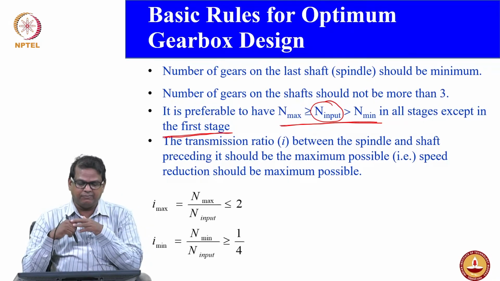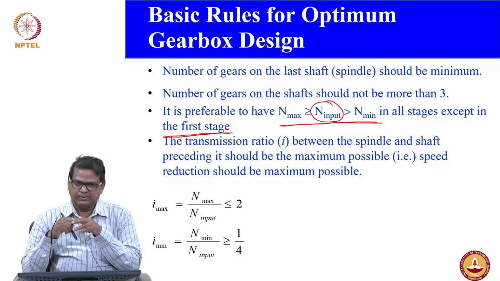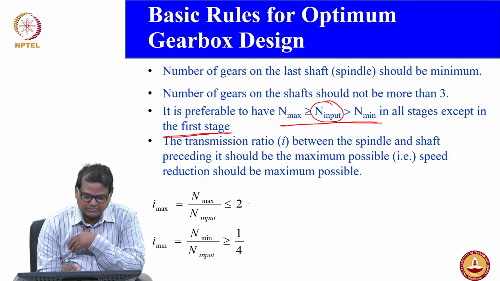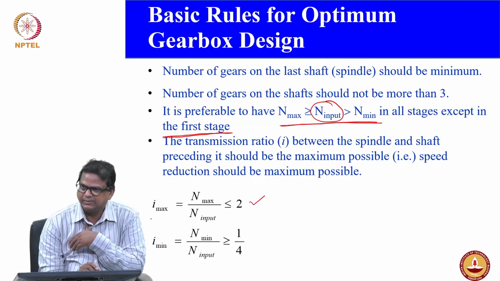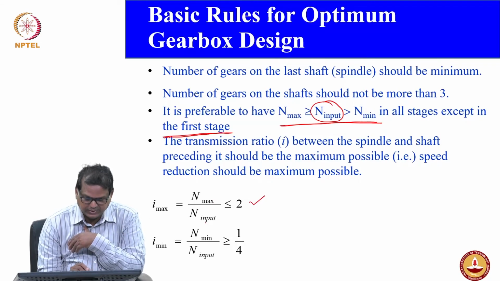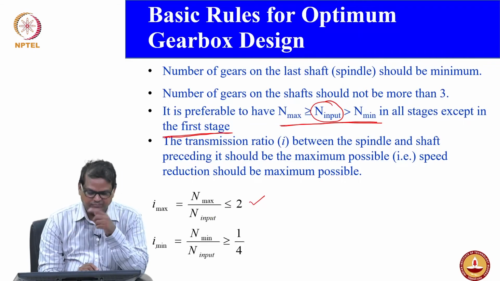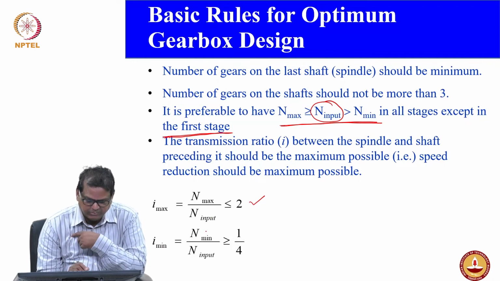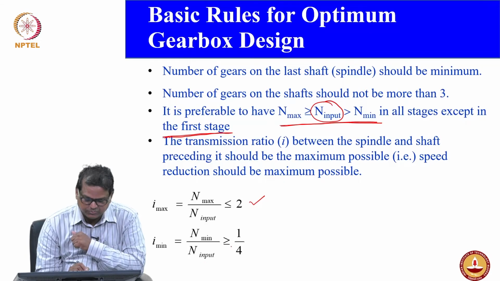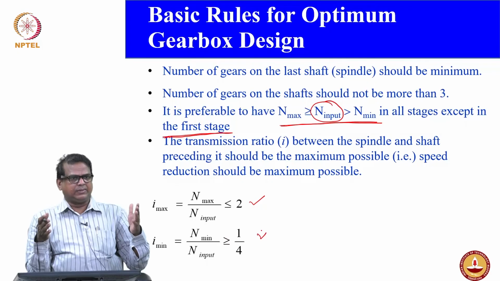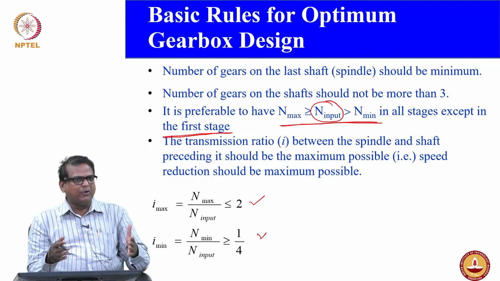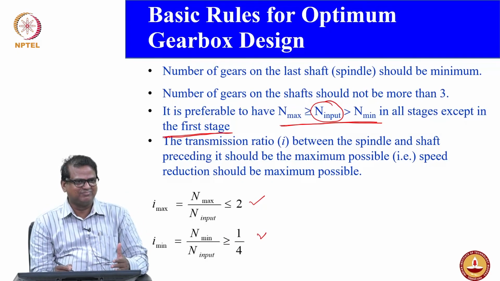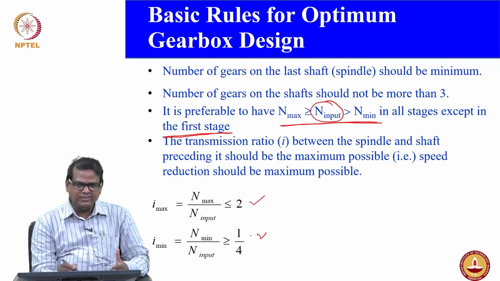When you want to gear up, you can go to a maximum ratio of 2: I max, the gear ratio N max divided by N input, is less than or equal to 2. And I minimum, the ratio between N minimum and N input speed, should be greater than or equal to 1/4. So whatever the gear arrangement, it must be followed within these two limits.